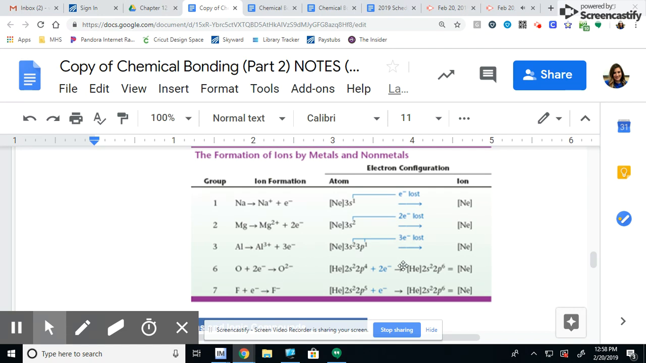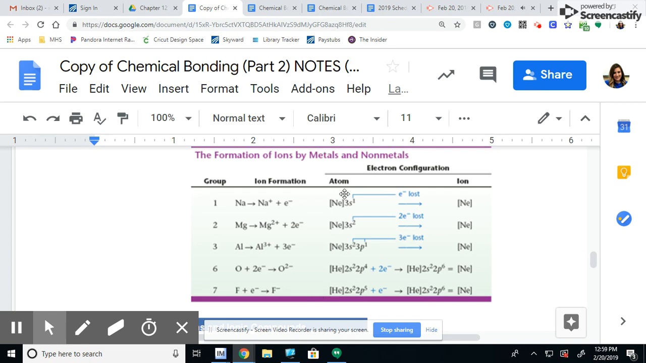Fluorine is the same way. Fluorine normally is 2s2, 2p5 after helium, but it gains 1 extra electron, making it 2p6, which is the same as neon. So it has 2 plus 6 is 8 valence electrons. You get that of neon.